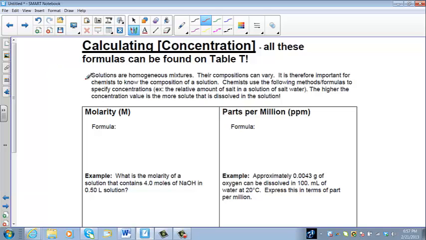Solutions are homogeneous mixtures. All solutions are homogeneous mixtures. Their compositions can vary. It is therefore important for chemists to know the composition of a solution. And we can use the following methods or formulas to specify concentrations. For example, the relative amount of salt in a solution of salt water. The higher the concentration value is, the more solute that is dissolved in solution. So, before we get started, you need to get your calculator.